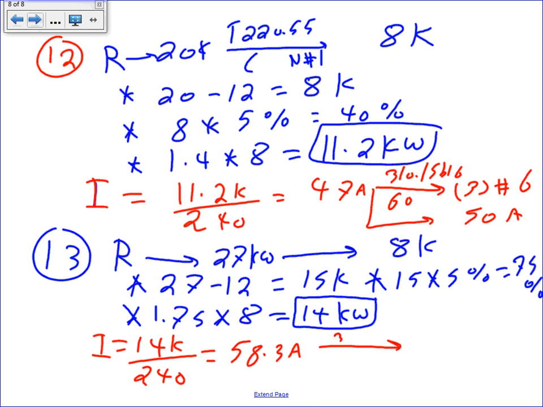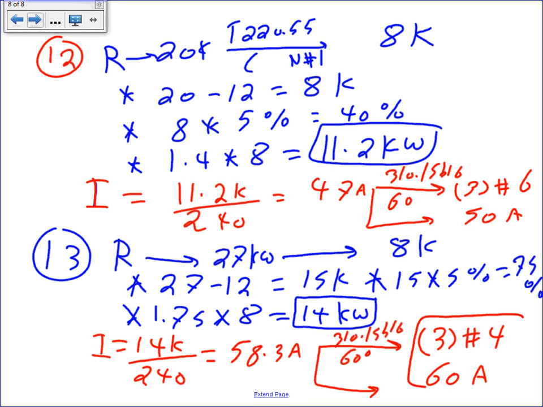So I'm going to go to 310.15(B)(16) under the 60-degree column. What do you guys get? Number 4, three conductors. Take the same number to the next overcurrent protection device. What do we have? 60 amps. Done.